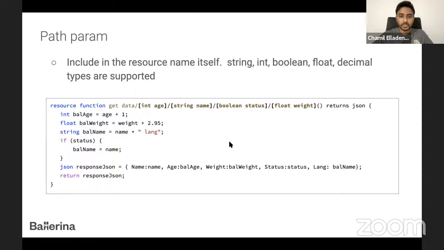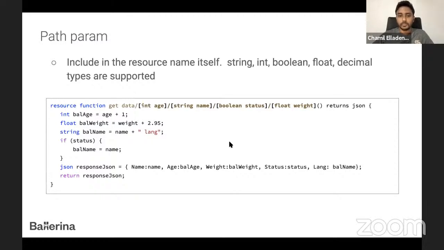And the other one is a path parameter. Path parameters are the path variables where you can place in the resource path itself. And the value of that particular path param differs from request to request. The good thing is path parameters are included in the resource name itself. You can specify them within brackets along with the type.